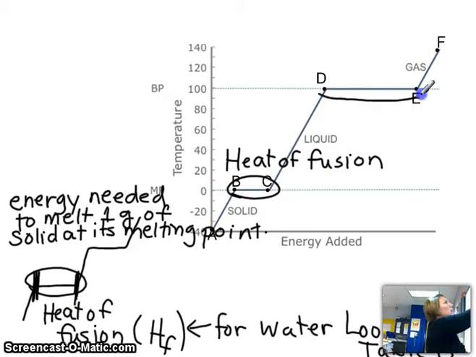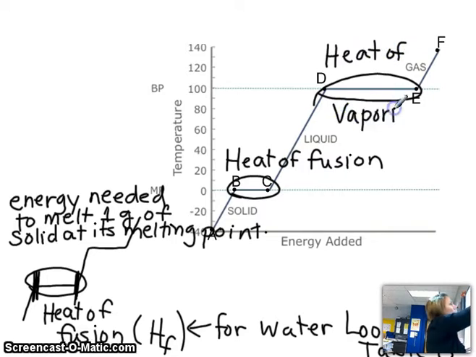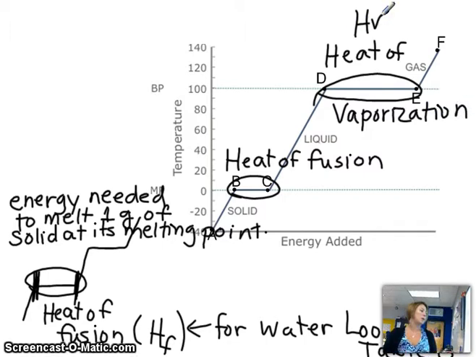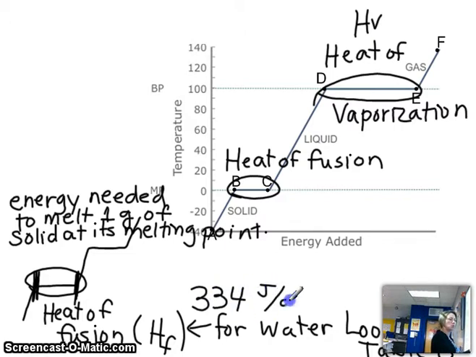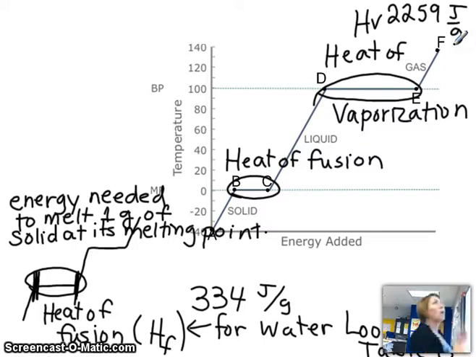Up here from D to E, or again that'll be your second plateau, we call that the heat of vaporization, and that is abbreviated HV. And again, for water, that's also on table B. I think for water, the heat of fusion is about 334 joules for every gram of ice. And for heat of vaporization, it's 2,259 joules per gram. So you can see, at least for water, that it takes a lot more energy to boil, to turn it into a gas, than it does to melt it per gram of the substance.